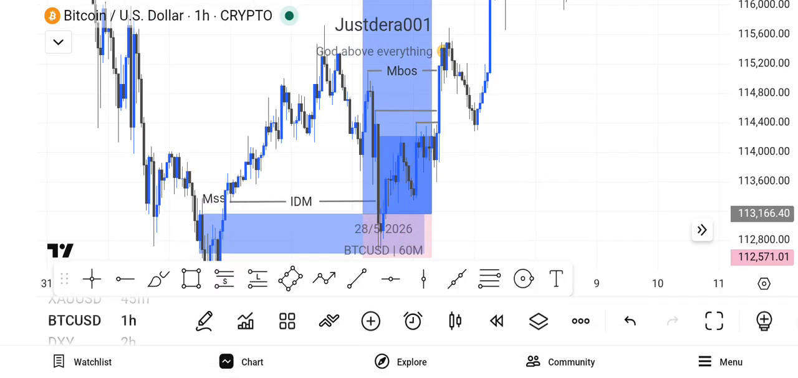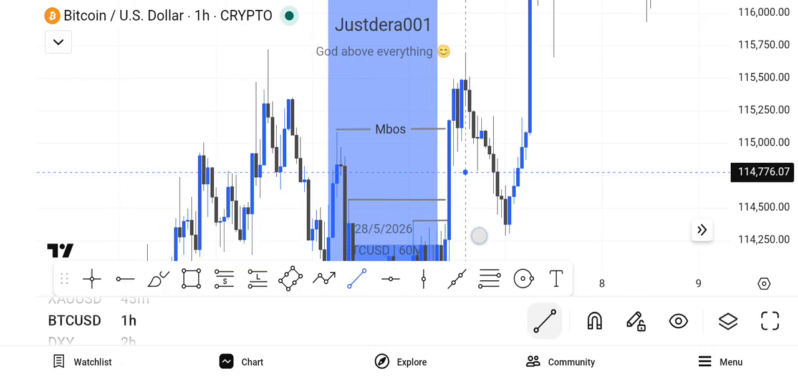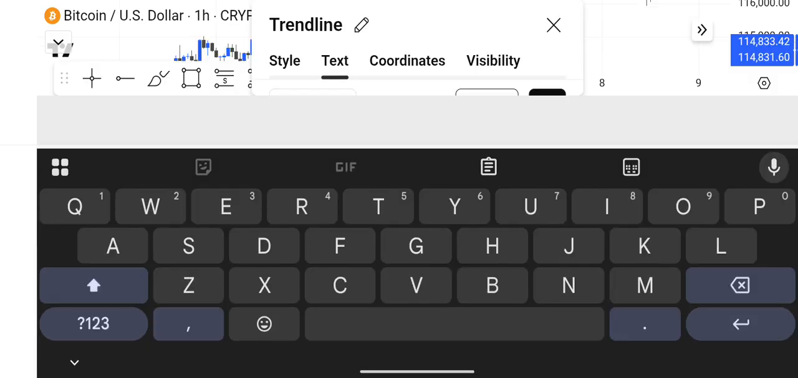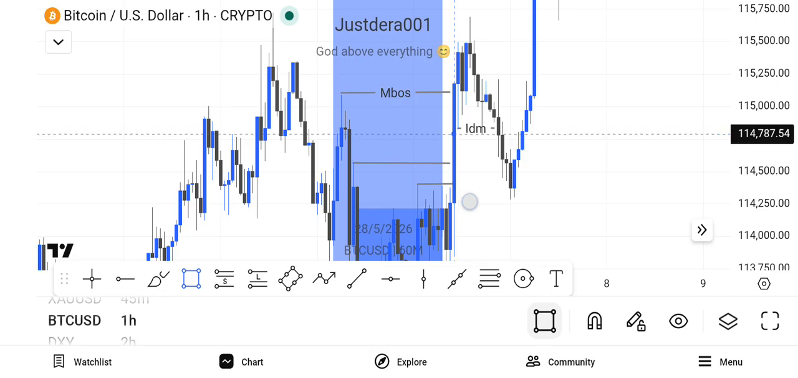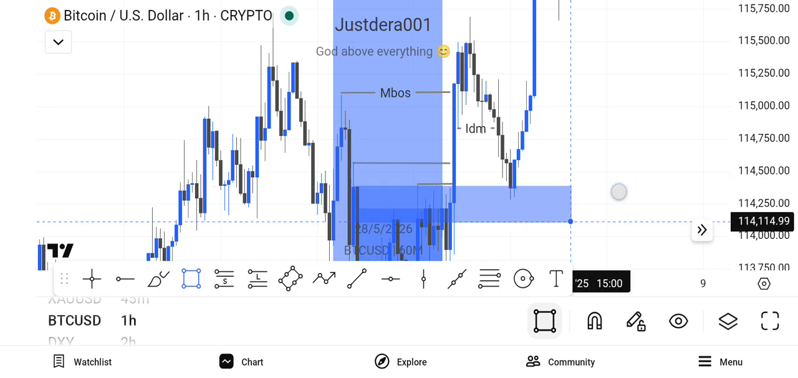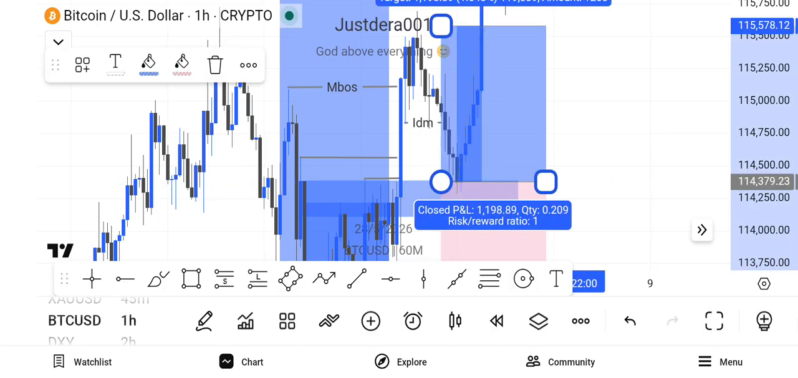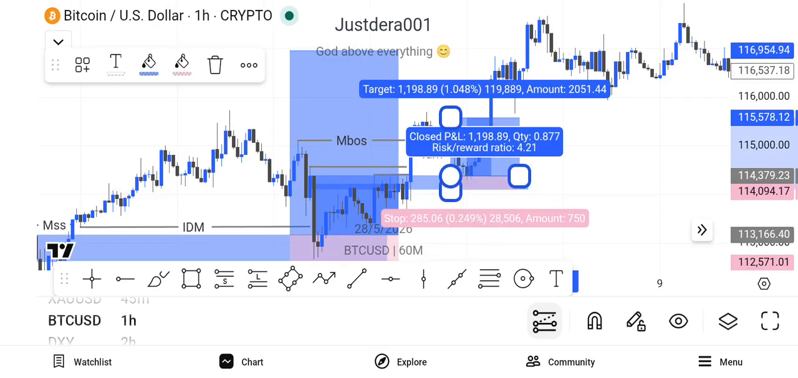After the multiple BOS, we have to look for inducement. I already talked about the inducement, but in case you didn't watch the recording of the last video, then you can identify it. Then I might do a separate video for inducements. So after this inducement, this inducement actually mitigated this breaker block, so we can't use it. Then this is the next point of interest that is closest to the inducement. So this is where our entry is going to come from. You're going to buy from this place, then target the next high.